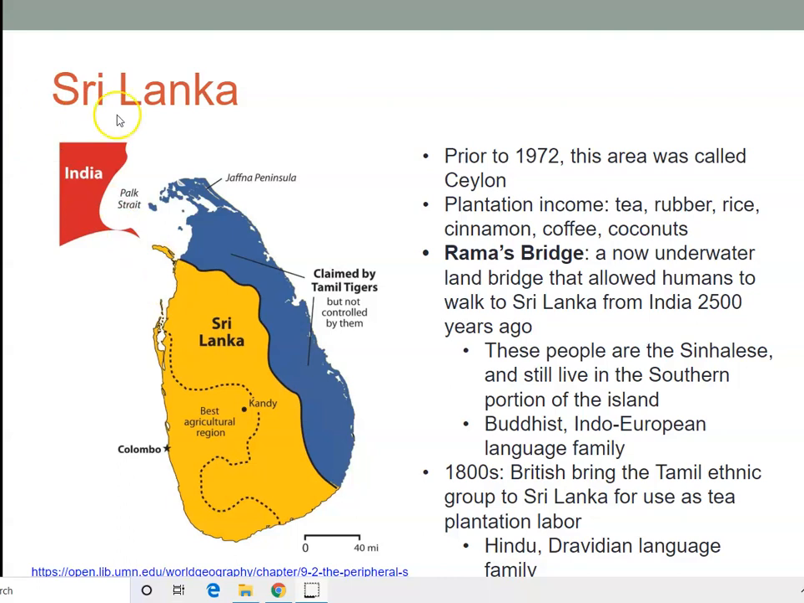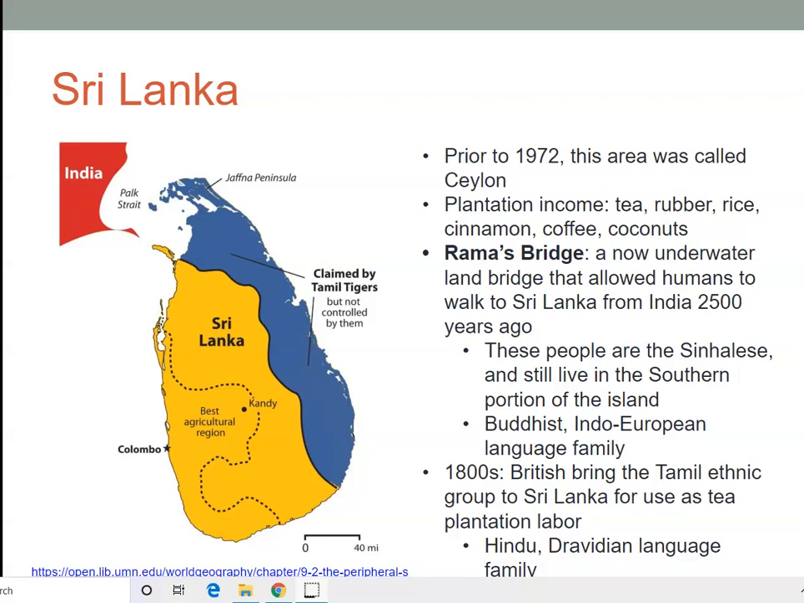Now, I should point out there's another group here in the north, and those are going to be the Tamil ethnic group. And so these people were brought to Sri Lanka by the British to use as labor in the 1800s. So they were brought here against their will to work for the Brits. And they are more of the Dravidian language family. Okay, much of South India is also of that Dravidian language family.